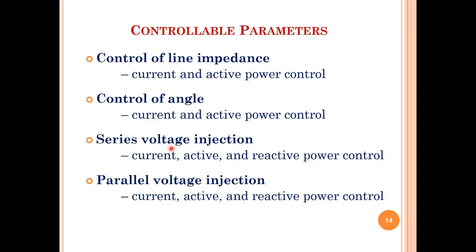Next one, controllable parameters. What are the controllable parameters? We have control of line impedance, control of angle, series voltage injection, and parallel voltage injection. For control of line impedance, we can control two parameters, current and active power. Same thing for control of angle, current and active power control. Coming to voltage injection in parallel or series, current, both active and reactive power control is also possible. These are the controllable parameters.